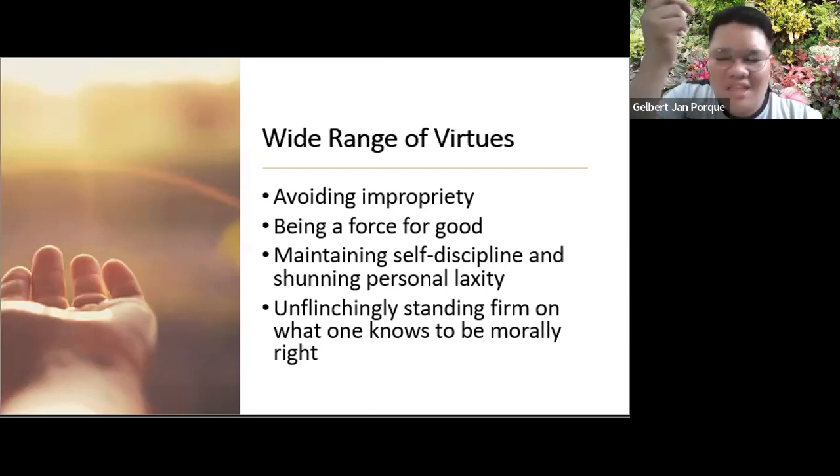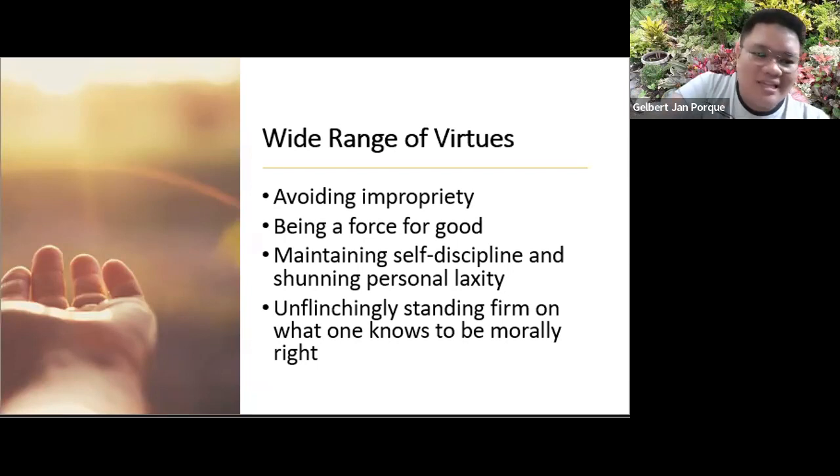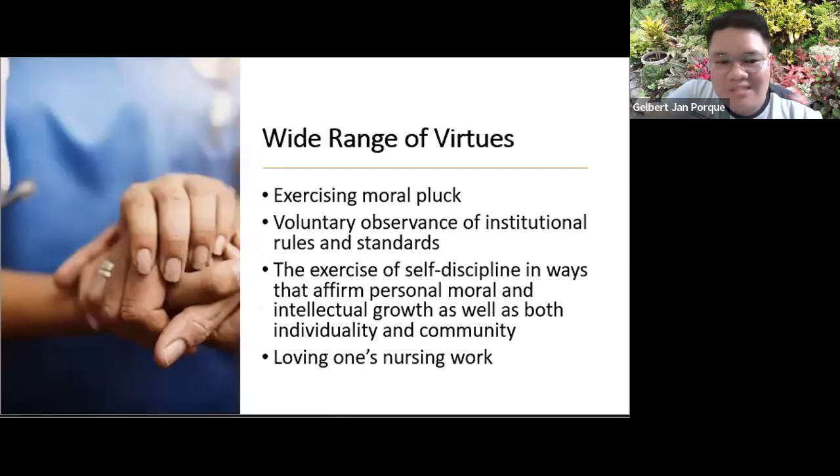Even if Shaira would still think he is my senior nurse, I should still report him, because you know that that is the right thing to be done, rather than for you to hide the errors that might be happening in the hospital. Then, exercising moral pluck. Also, class, voluntary observance of institutional rules and standards.